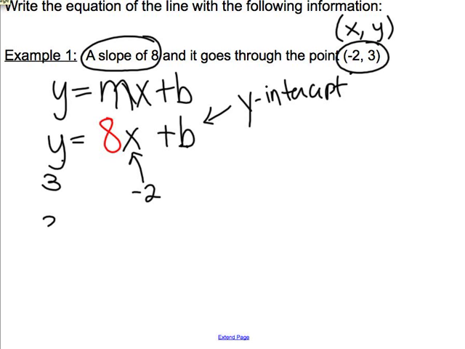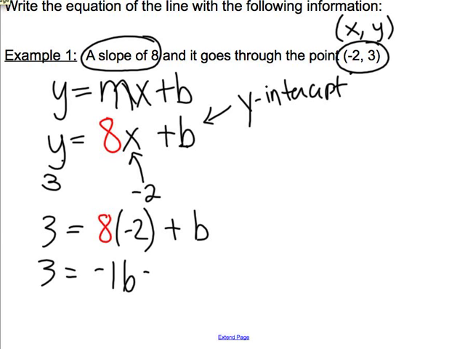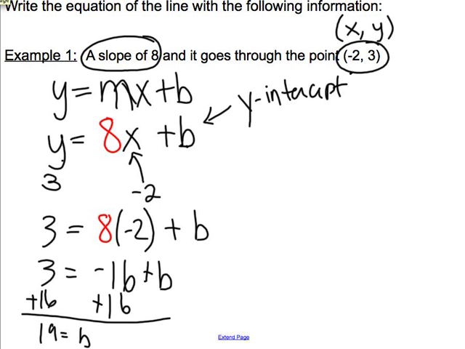So I'm going to do one more plugging in. I'm going to plug in 3 for y. I'm going to keep my 8. And I'm going to plug in -2 for x. And I'm going to leave b alone. I'm actually trying to find what b is. So I'm going to solve now for b. You've done this before, but now we're just putting it all together. So it looks like we're going to add 16 to both sides, and we get 19 equals b. So I've solved for b.